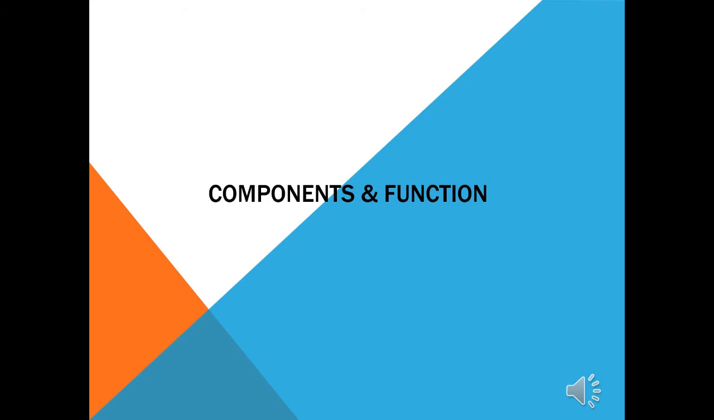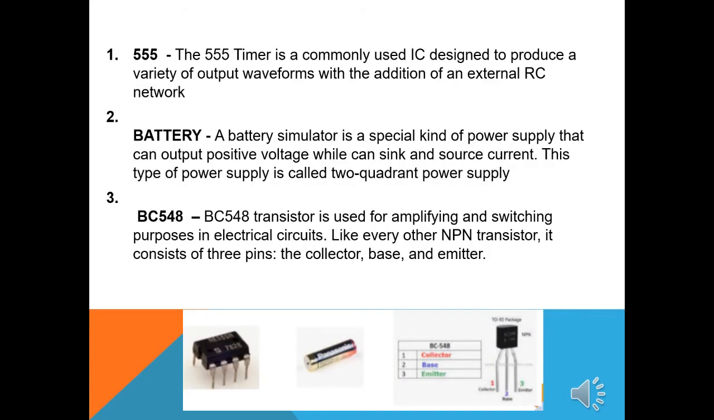Components and their functions. The first component is the 555 timer. The 555 timer is a commonly used IC designed to produce a variety of output waveforms with the addition of an external RC network. The timer has 8 pins: pin 1 is ground, pin 2 is trigger, pin 3 is output, pin 4 is reset, pin 5 is control voltage, pin 6 is threshold, pin 7 is discharge, and pin 8 is supply plus VCC.